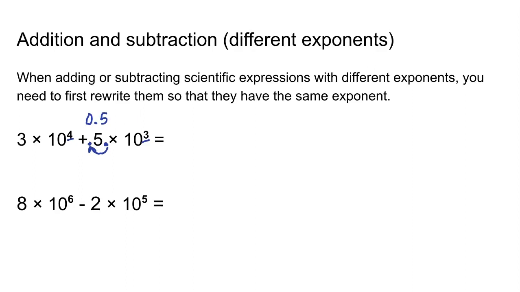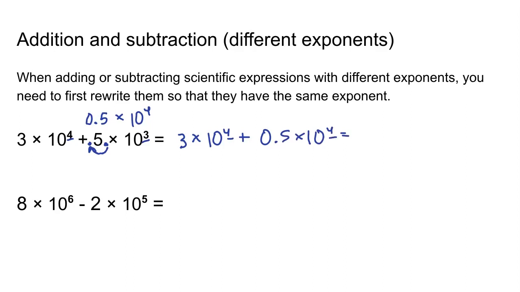And since you move the decimal point to the left, which decreases the value by a factor of 10, you need to offset that by increasing the value of the exponent by 1. So that becomes 10 to the 4th. Now that gives you 3 times 10 to the 4th plus 5/10 times 10 to the 4th. And now you have the same exponent.